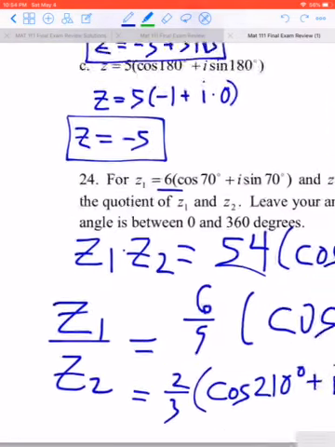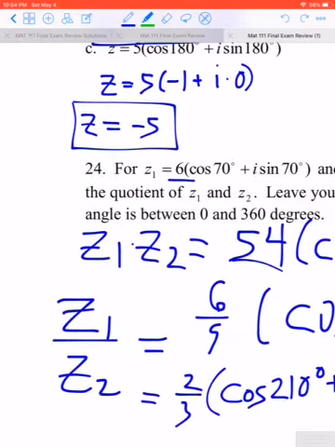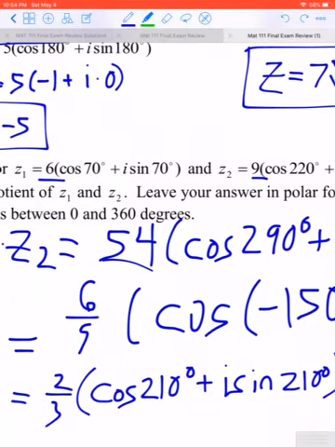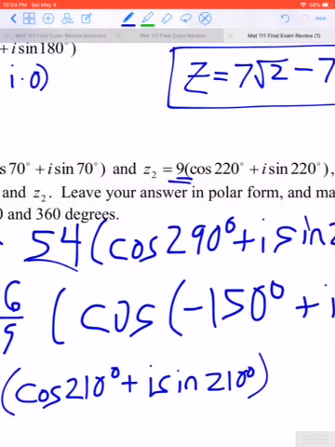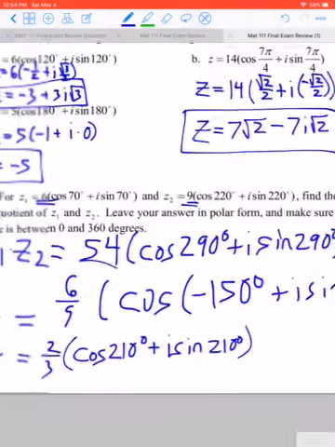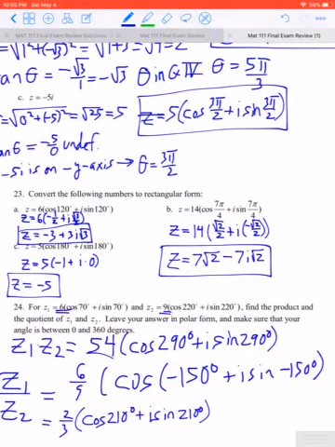When you divide two complex numbers in polar form, you divide the moduli and you subtract the angles. If we do z1 divided by z2, then the modulus of the quotient is going to be 6 divided by 9 times the cosine of 70 minus 220, which would give us negative 150. So we're going to have the cosine of negative 150 degrees and the sine of negative 150 degrees.